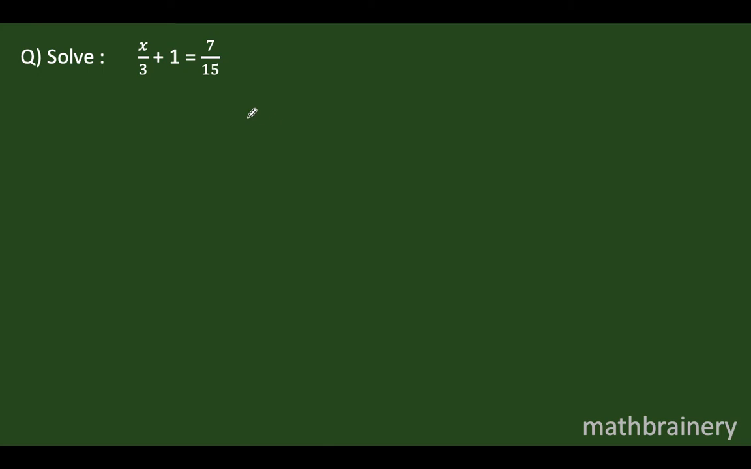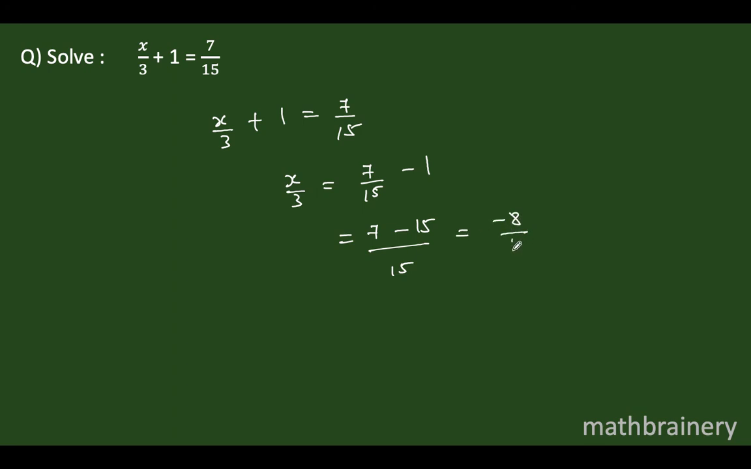Let's look at the next question. You have x by 3 plus 1 is equal to 7 by 15. So let's transpose 1 to the right side. You get x by 3 is equal to 7 by 15 minus 1. When I transpose, its sign changes. So that means it is 7 minus 15 by 15, which is minus 8 by 15. So you have x by 3 is equal to minus 8 by 15.